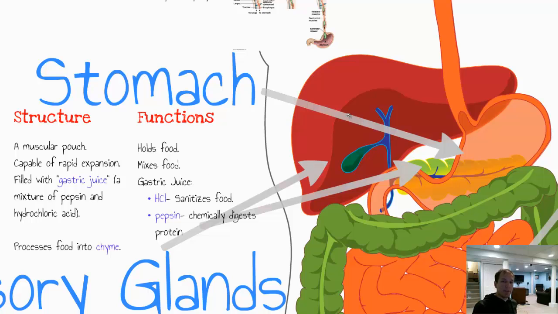Food is going to be mixed in here. It's a muscular organ, and so the food is getting mixed, and all the while we have hydrochloric acid and pepsin, which is an enzyme, being mixed into that food. The hydrochloric acid helps to kill off a lot of potentially harmful bacteria that might be present in the food that we eat, and then pepsin begins the chemical digestion of proteins.